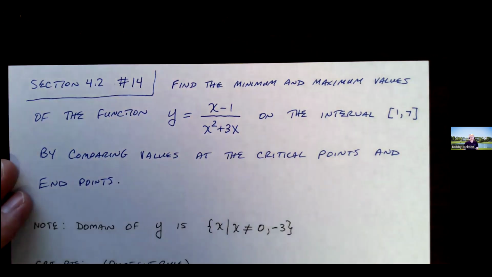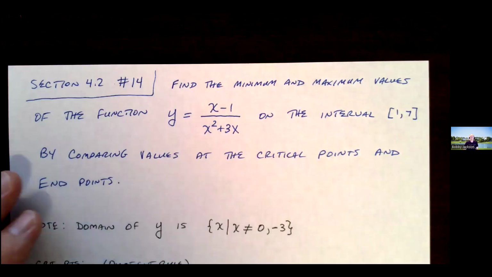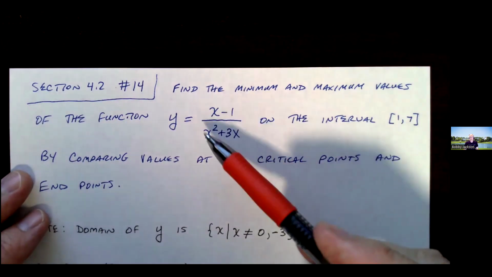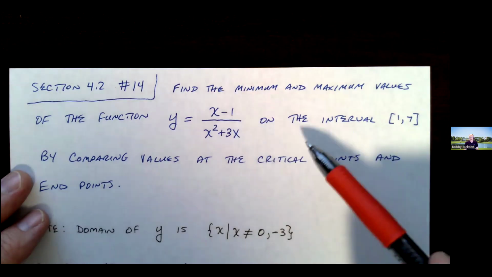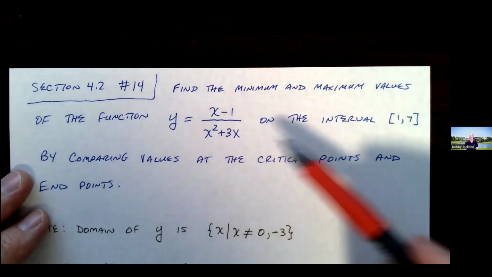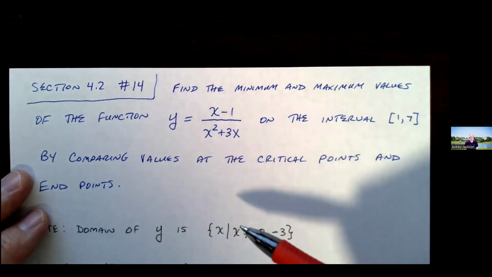Hey everyone, let's take a look at number 14 in section 4.2. We're going to find the minimum and maximum values of this function here, this rational function, on the interval from 1 to 7. Again, your function might be slightly different and your interval might be different as well.